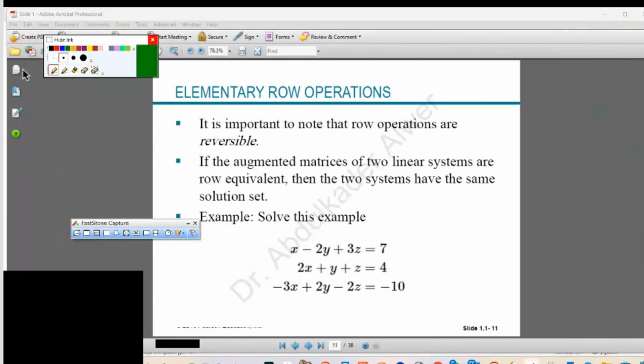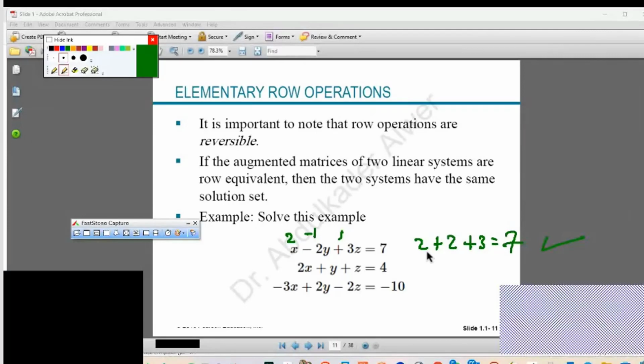It is 1 minus 1, 2. 2 minus 1, it is 1. Correct? So it is 2 positive, minus 1. So positive 2, positive 3 equals 7. Yes, correct. So our answer is correct. Got the idea? Jamal, this is the last part.